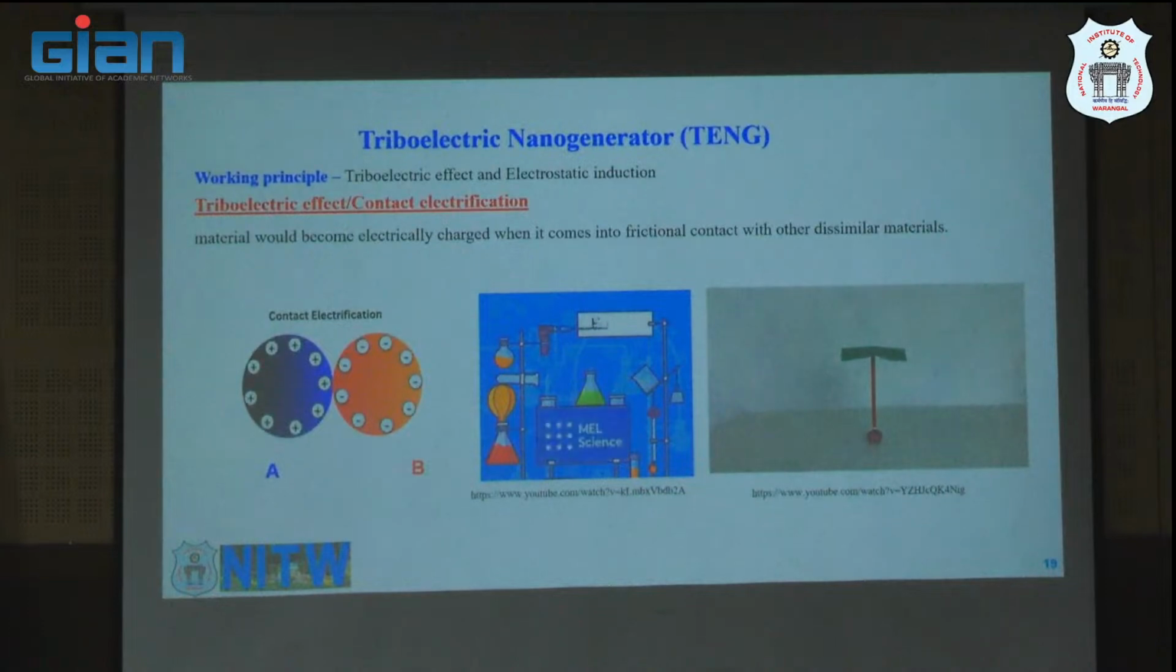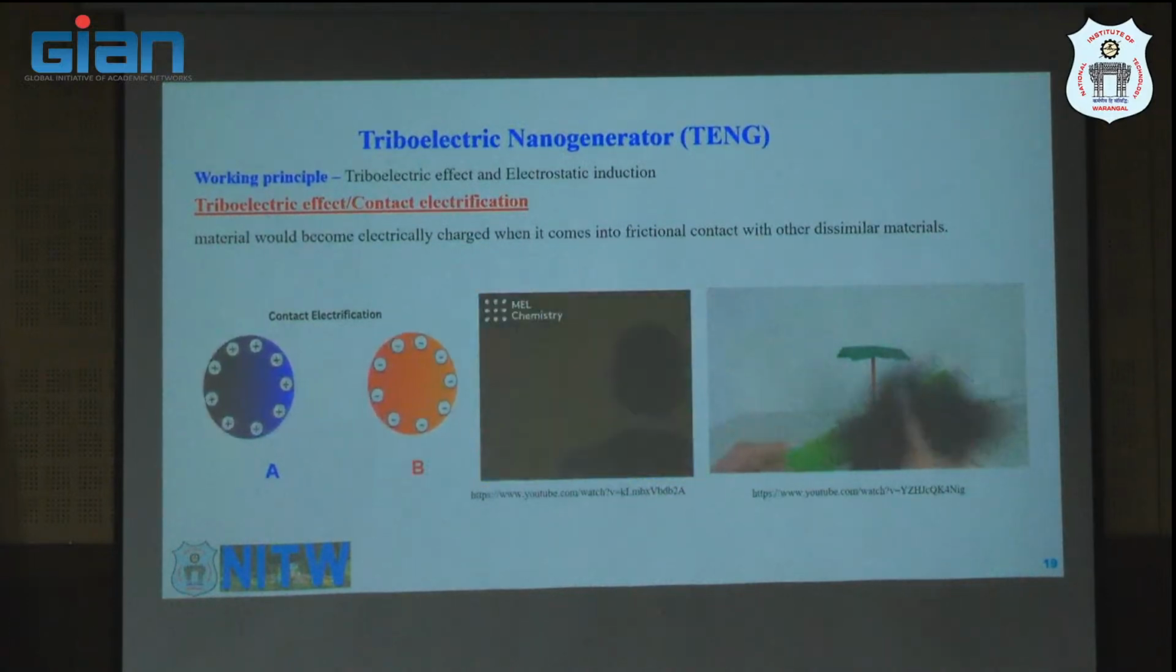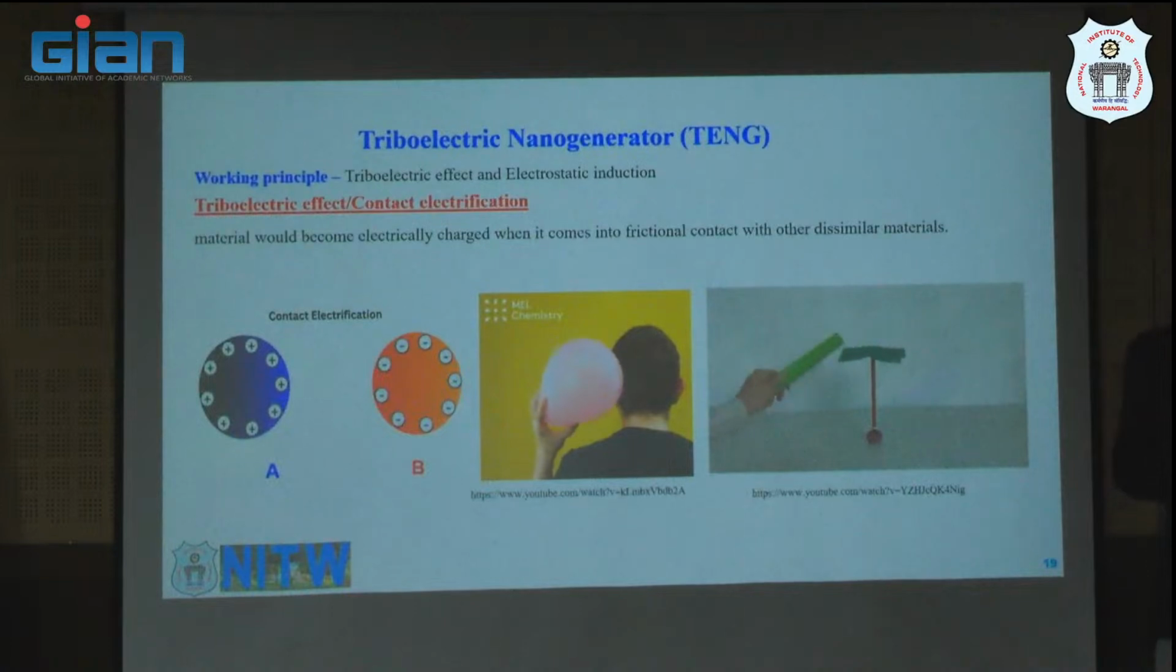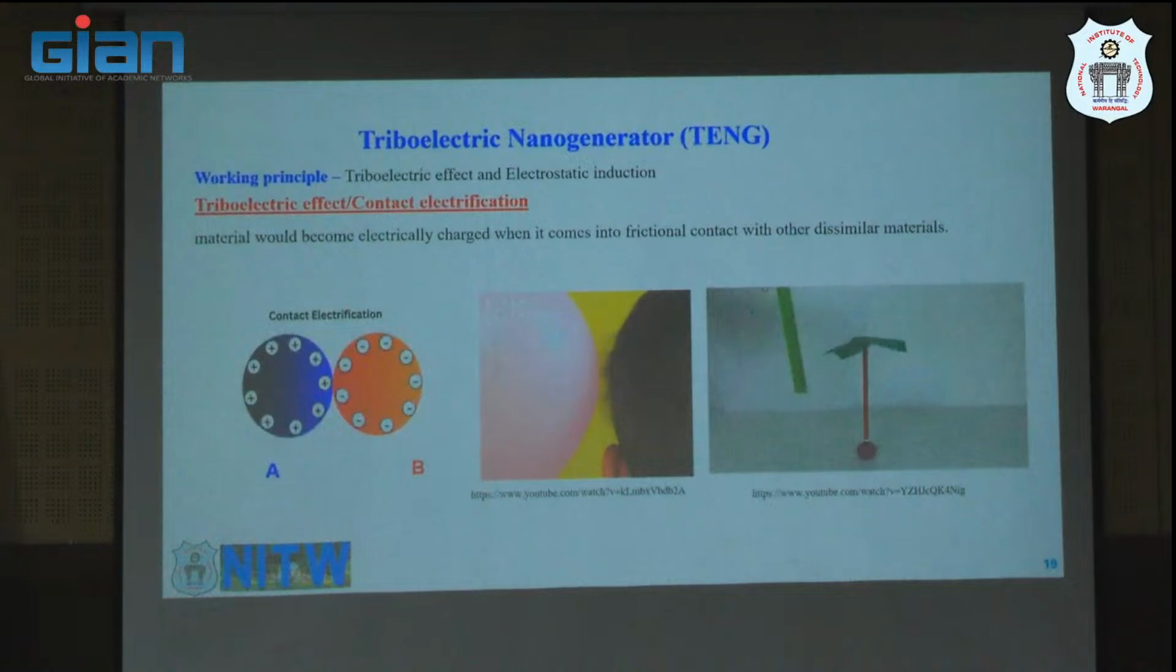That means one will be giving the electron, one will be accepting the electron. As a result, one becomes positively charged, one becomes negatively charged. So this is the first principle we are going to use in triboelectric nanogenerator.